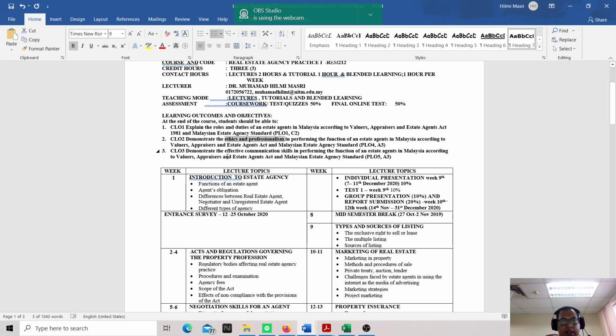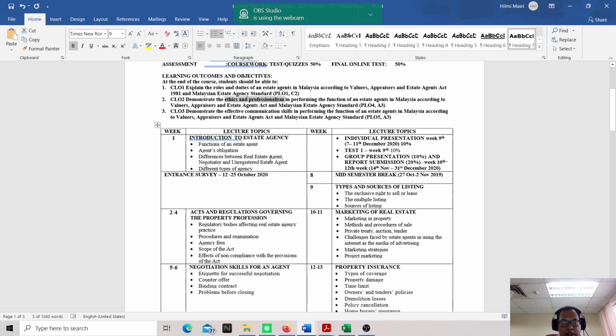Okay, and the third learning outcome is for you to demonstrate effective communication skills in performing the function of an estate agent in Malaysia, also according to the VAEA Act and the Malaysian Estate Agency Standard. So this will become your third objective. Okay, explain the role, demonstrate ethics and professionalism, and demonstrate effective communication skills.